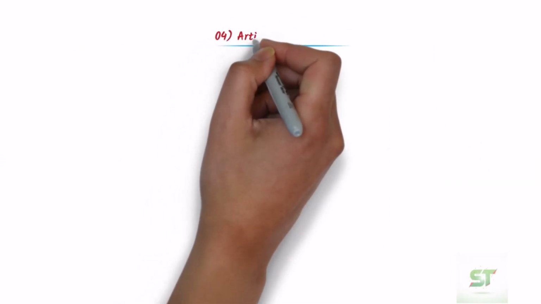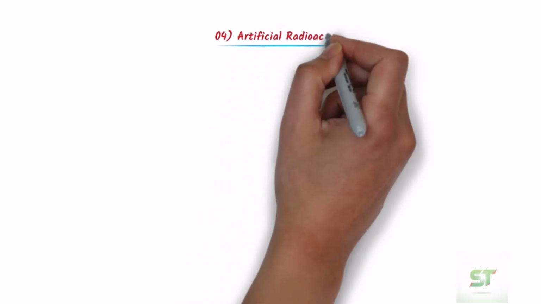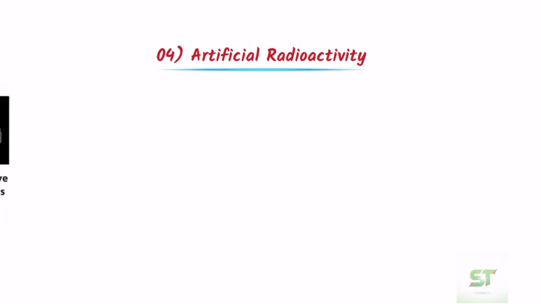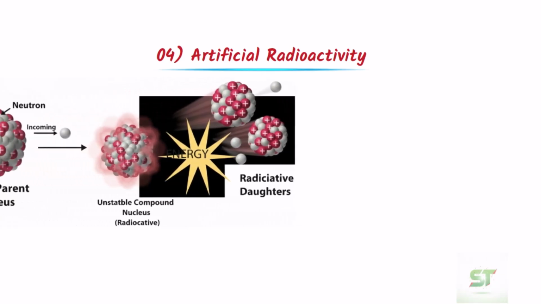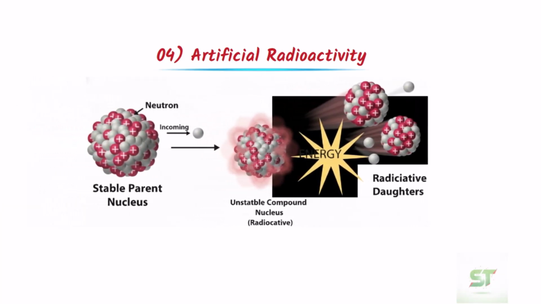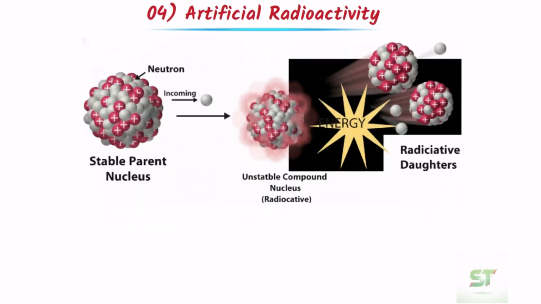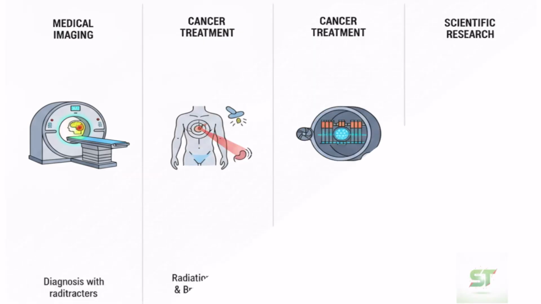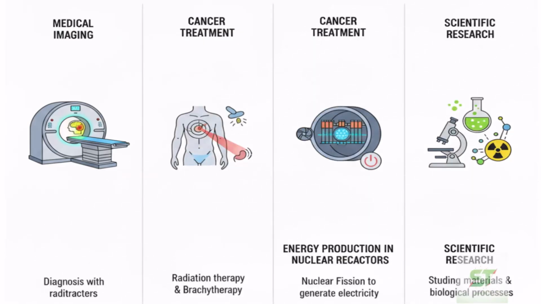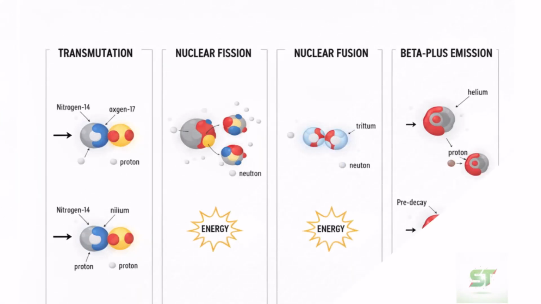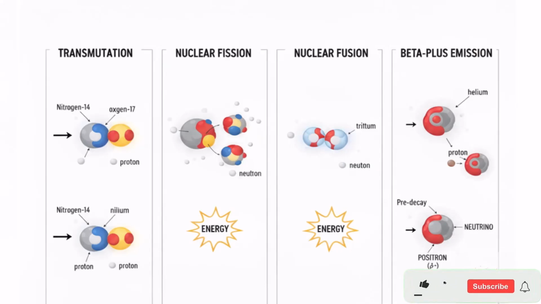Now let's talk about artificial radioactivity. Stable elements become radioactive through induced nuclear reactions. Scientists bombard stable nuclei with particles like neutrons or protons to create new isotopes. This process is used in medical imaging, cancer treatment, energy production in nuclear reactors, and even in scientific research. There are also many types of nuclear reactions: transmutations, fission, fusion, and positron emission.